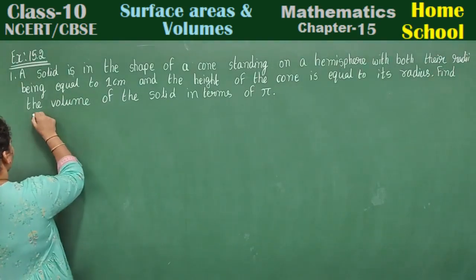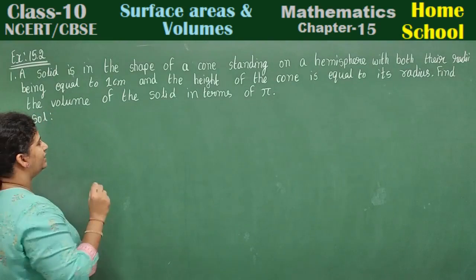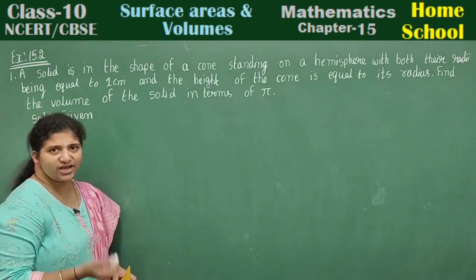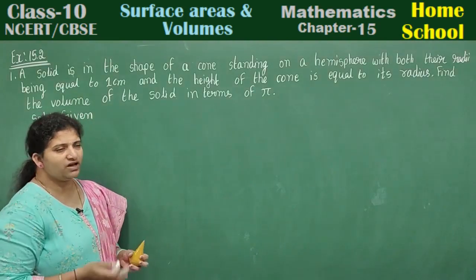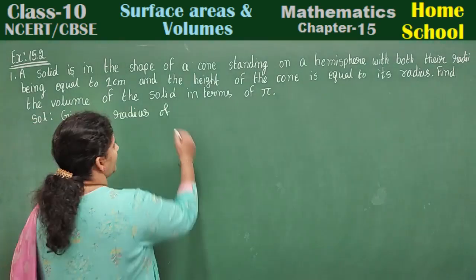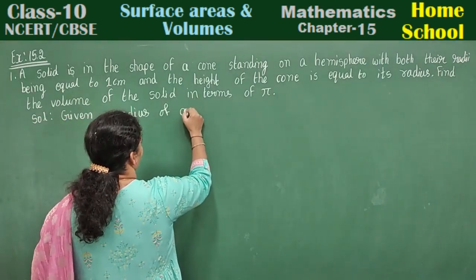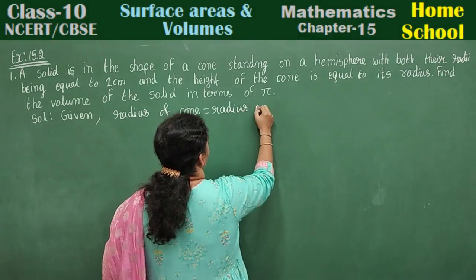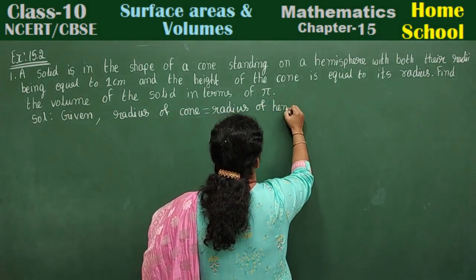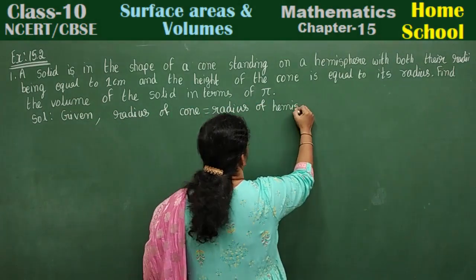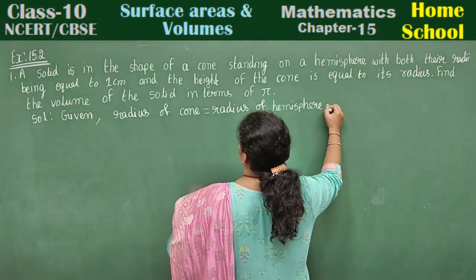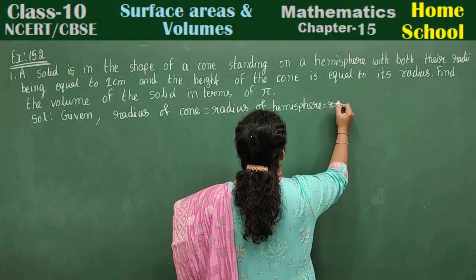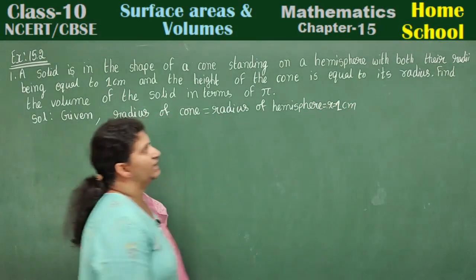Let's start the solution here. We start with the given data. Given: a solid is in the shape of a cone standing on a hemisphere. If you want, you can add this statement also. Given: radius of cone is equal to radius of hemisphere. Both the radii are equal, children. Radius of cone is equal to radius of hemisphere. And what is that radius? You may write it as both the radius r is equal to 1 centimeter.